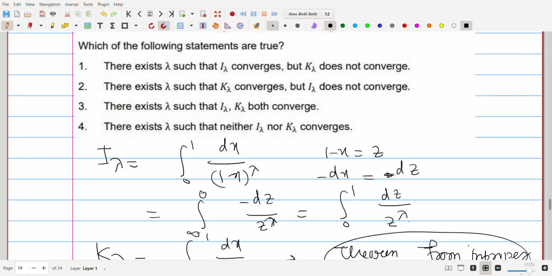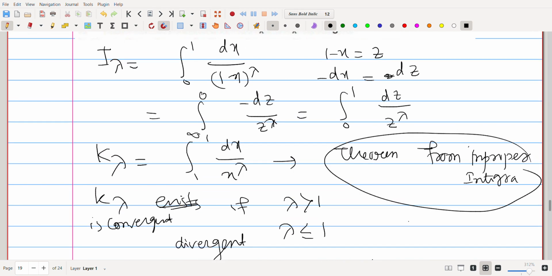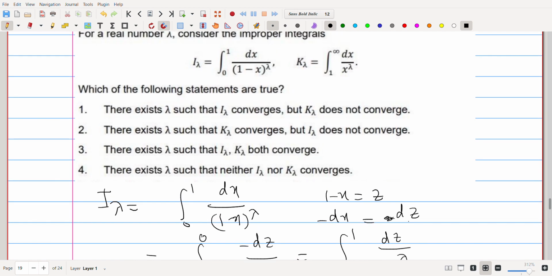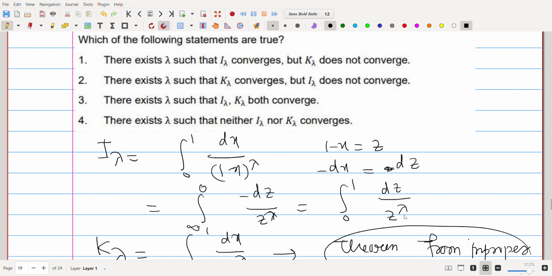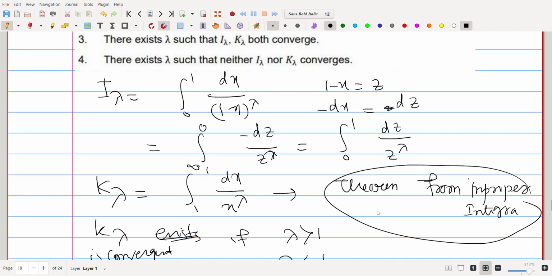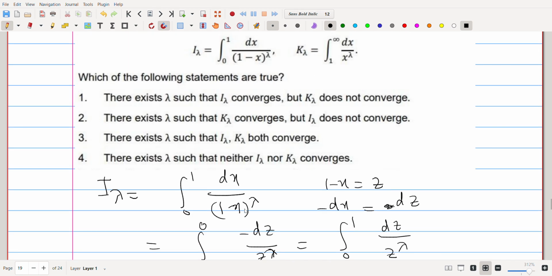Now there exists a lambda such that I lambda converges but K lambda doesn't converge. So take say lambda to be 0. Clearly K0 doesn't exist but I0 exists. You can in particular compute that integral, because if you take lambda to be 0, then this is integral 0 to 1 dz, which is z. So I0 equals 1, but K0 doesn't exist.